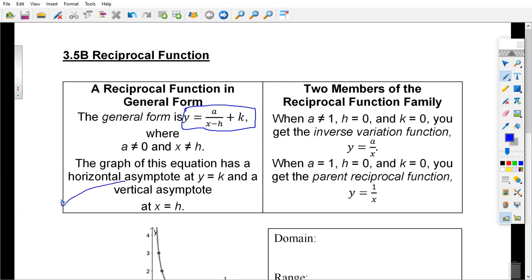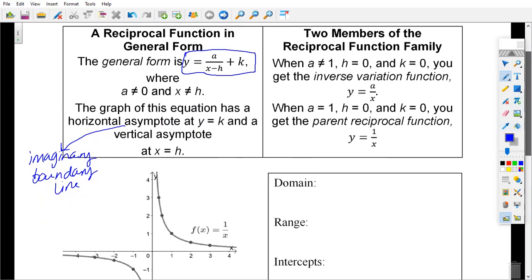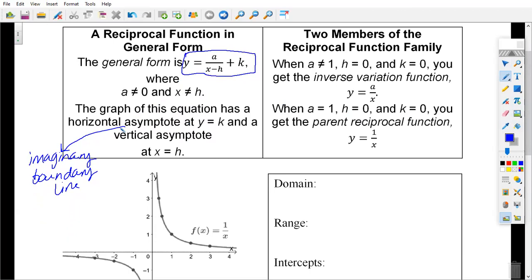Remember, an asymptote is an imaginary boundary line. And we have a vertical one and a horizontal one. Our horizontal is at y equals k, and our vertical is at x equals h.